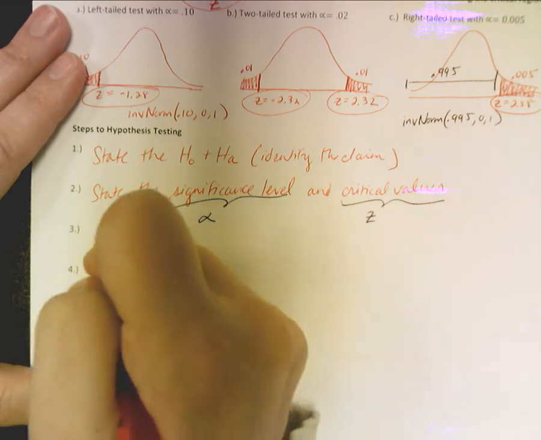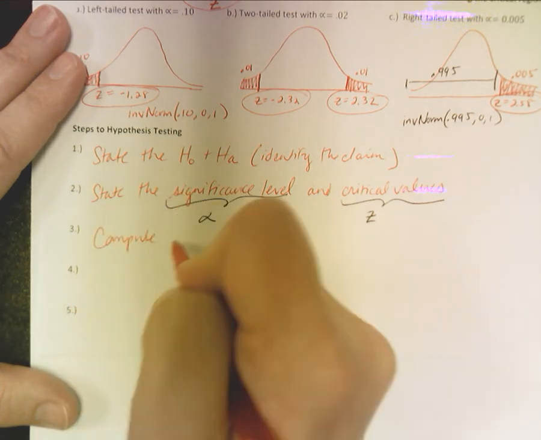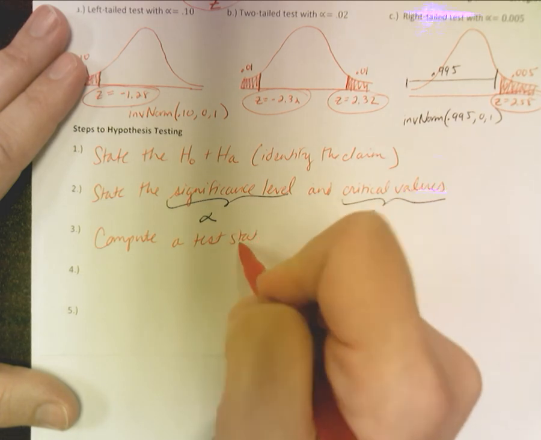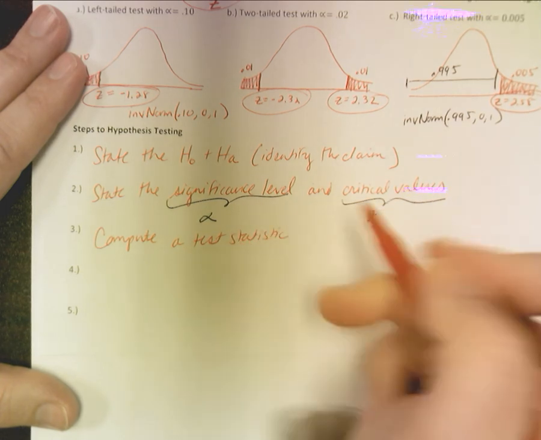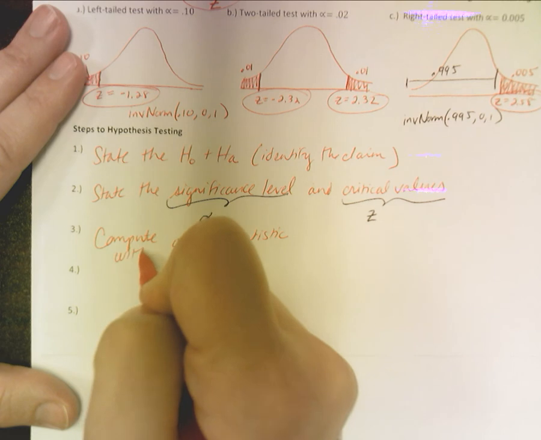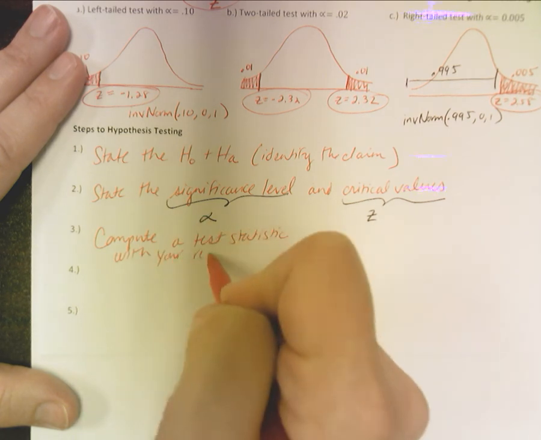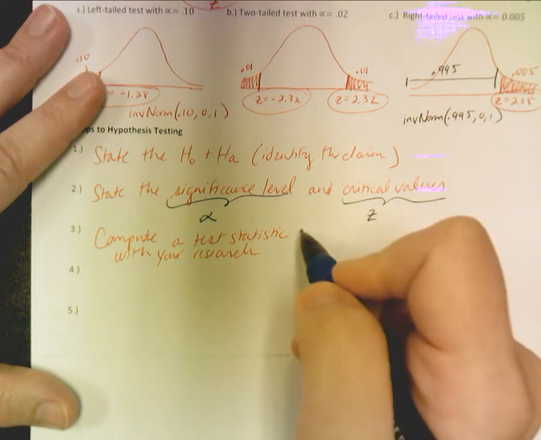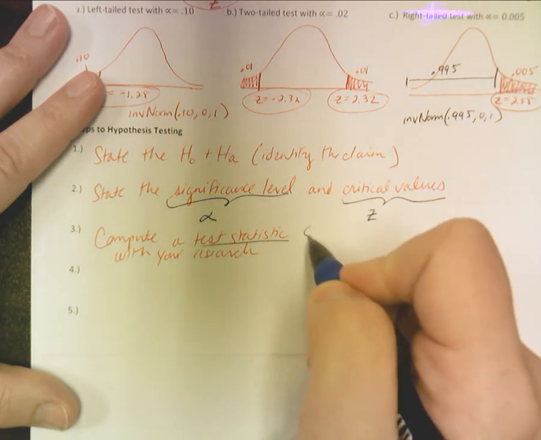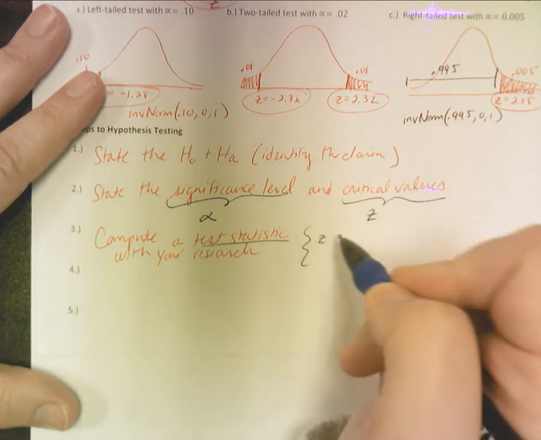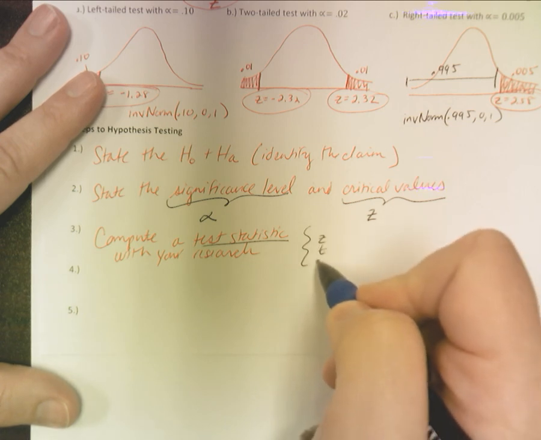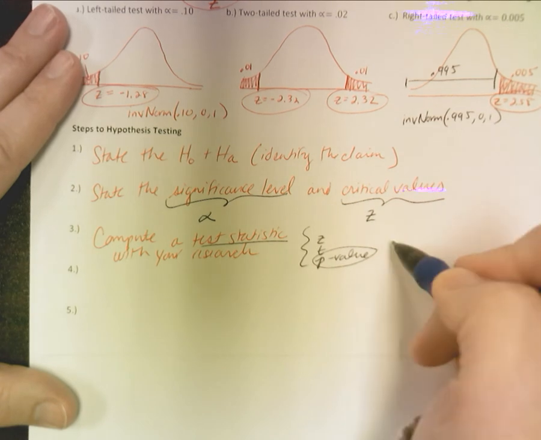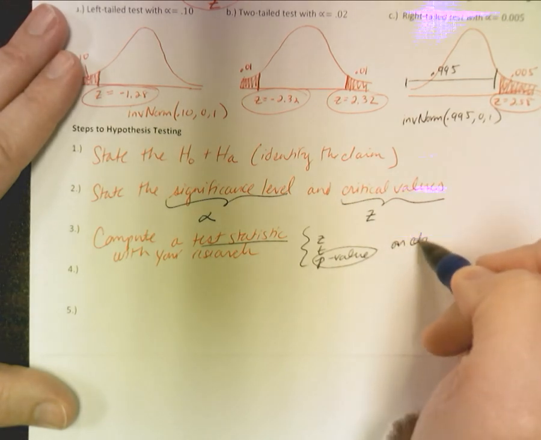Number 3, you're going to compute a test statistic with your own research. Okay, so you're going to compute a test statistic. We'll get more into what that is. We're going to create our own Z or a T or, to be honest with you, toward the end, we do a p-value because I like this, and you create this on the calculator.